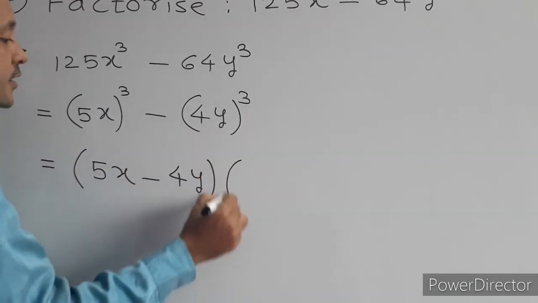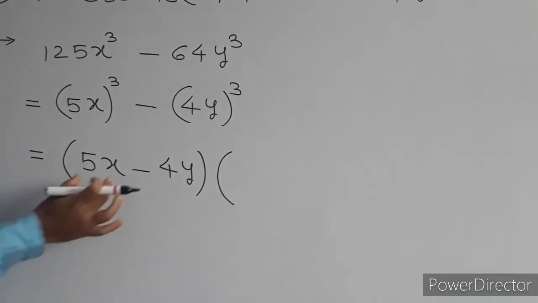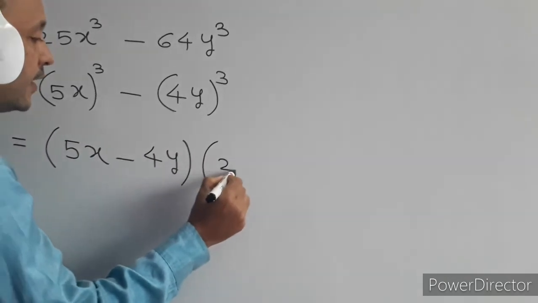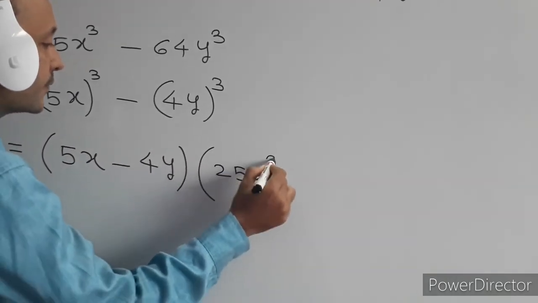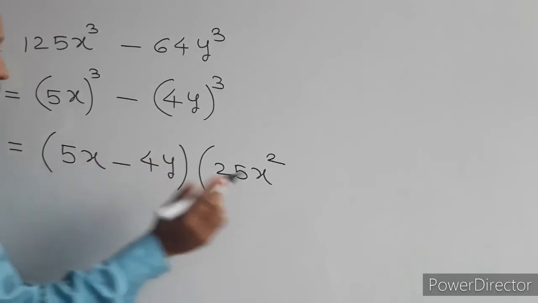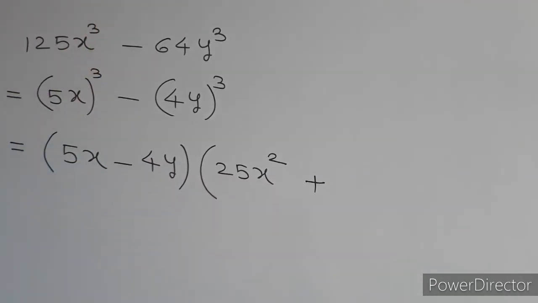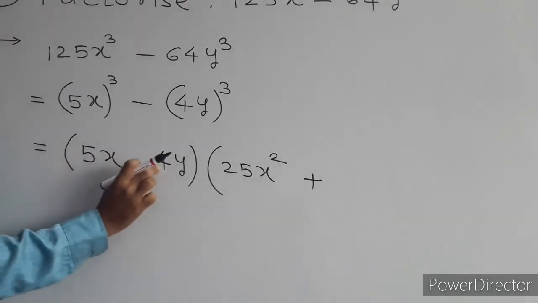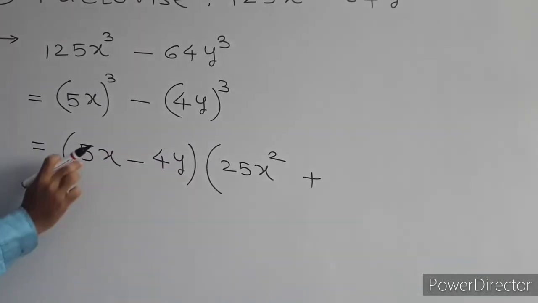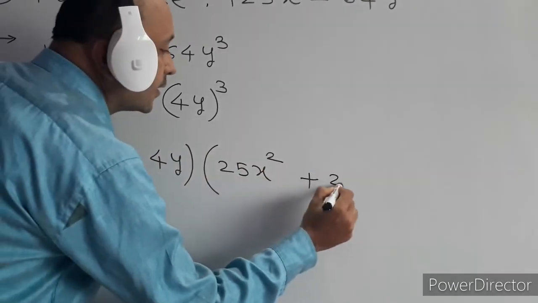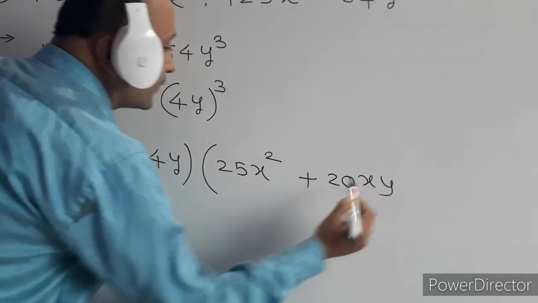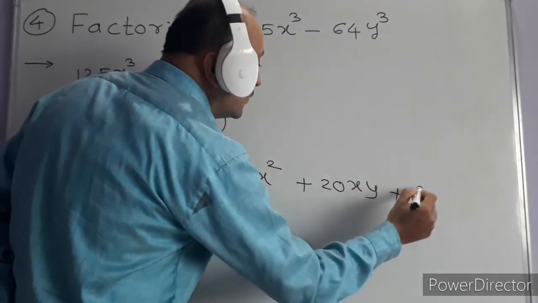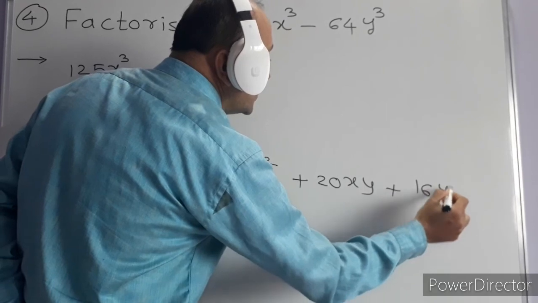Then the second bracket is written from the first bracket. How? Make the square of this. So if you make the square of this, we'll get 25x square. Then the sign here is minus, so write here plus. Then take the product of these two terms. So how to take? 5 multiplied by 4. First numbers, then variables. So 5 multiplied by 4 is 20. Then xy. Then make the square of second term. Plus, then 4 square is 16 and y square.